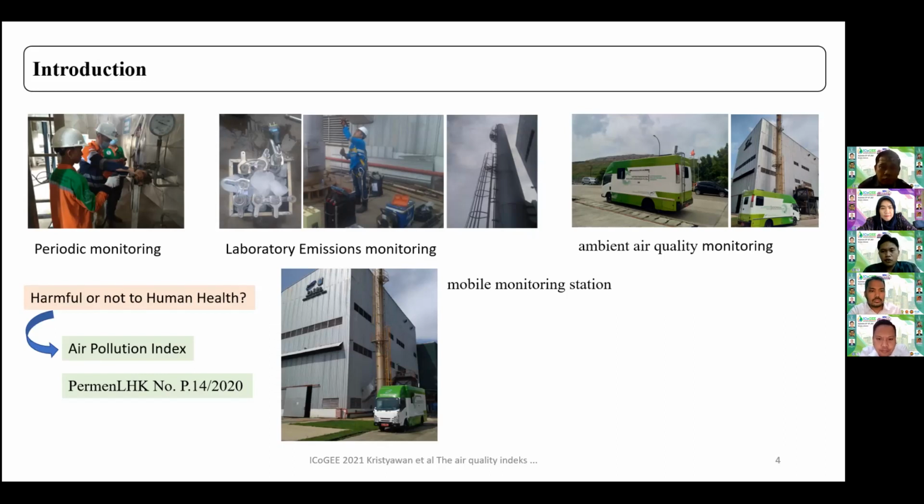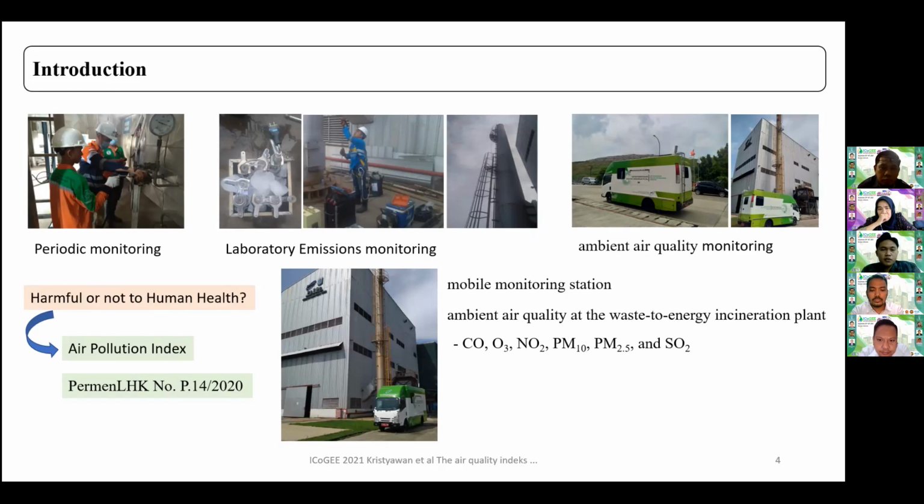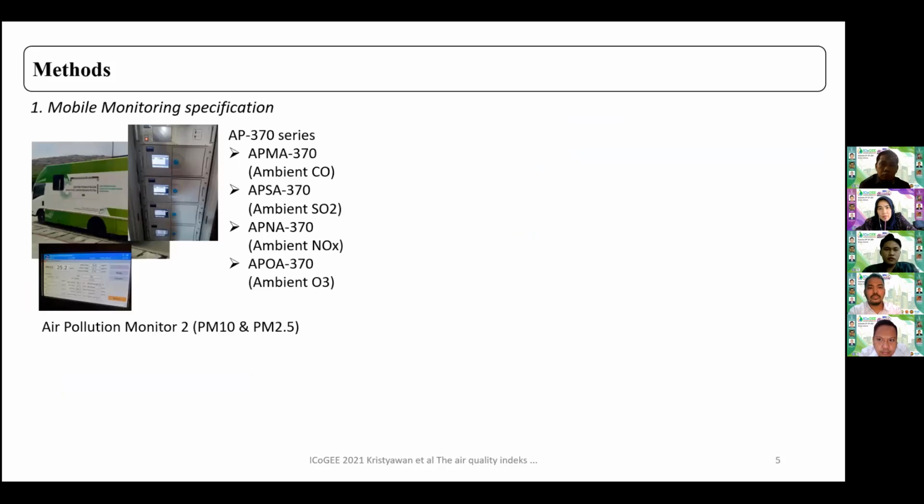There is also no fixed monitoring station around, so we will use the mobile monitoring station. In this work, we would like to first monitor the ambient air quality, especially the concentration of the gases. And also we will determine the air pollution index so we can evaluate the impact on the ambient air quality. This is the method that we use.